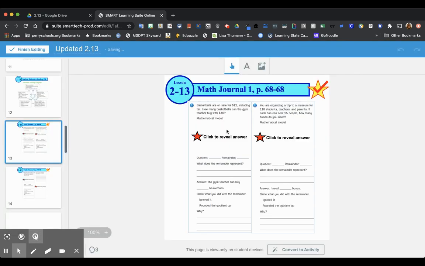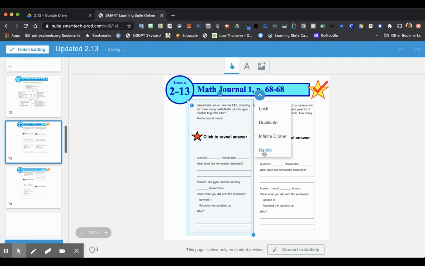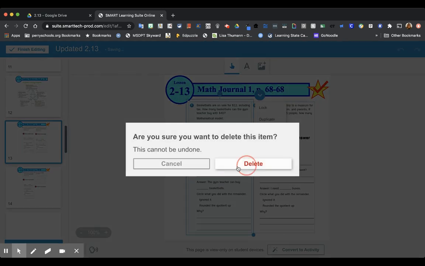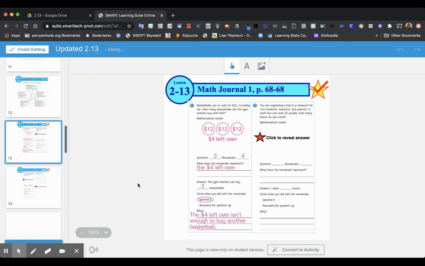Okay, so hopefully you paused and you are ready to check at least number 1. Let's check that out together. Here's an example of a mathematical model. Again, yours did not have to look like this, but you see that he has drawn out 3 balls with $12 written in the middle of each one. And we see that 12 times 3 was 36. And so we have $4 left over.